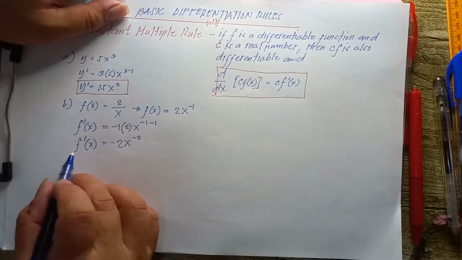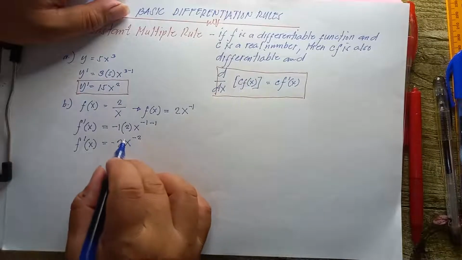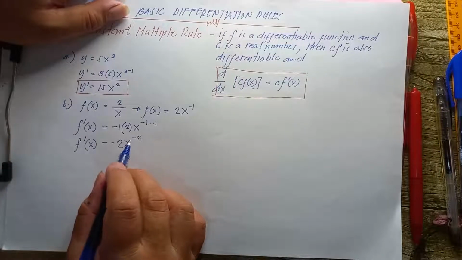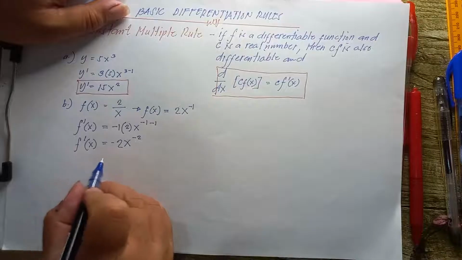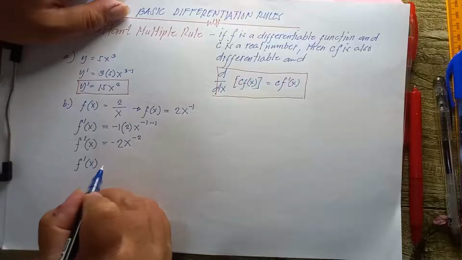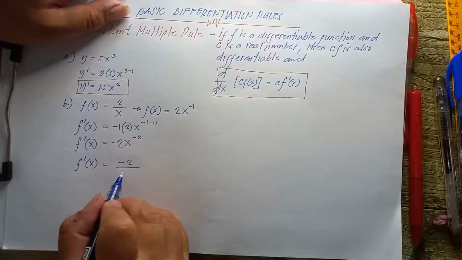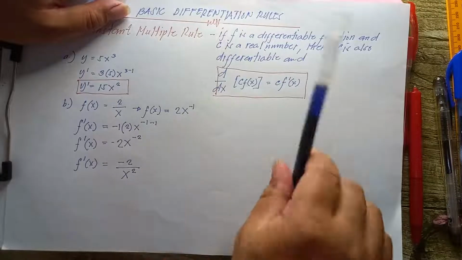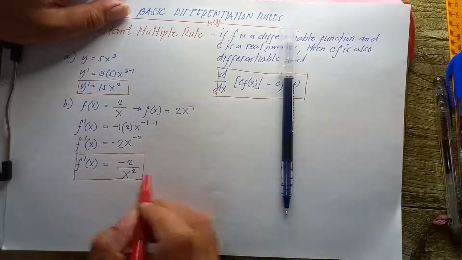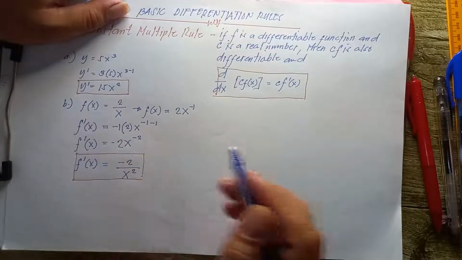So again, what about if you do not like to see a negative exponent? You can convert this by bringing x raised to negative 2 down to the denominator. By having a new statement, f prime of x is the same as negative 2 over x raised to 2. That would be the derivative of our function f of x is equal to 2 over x.